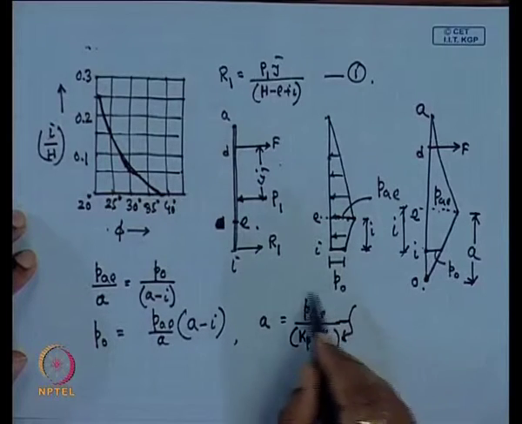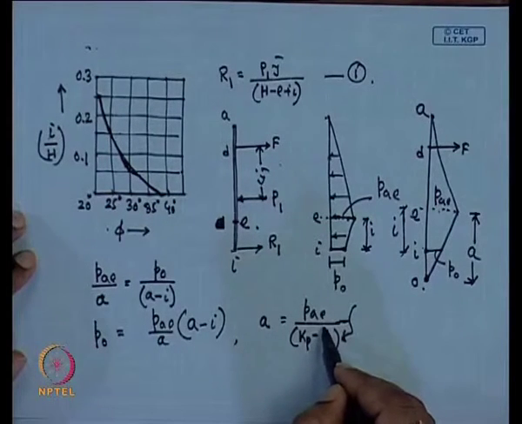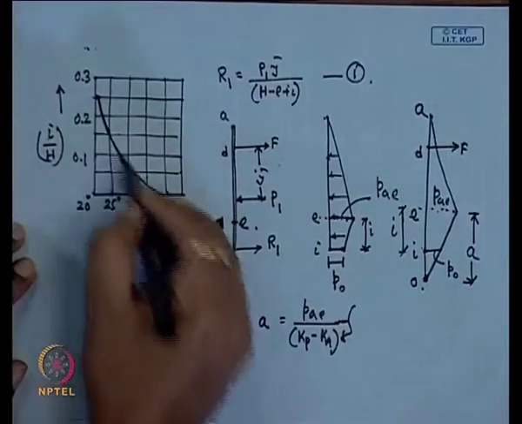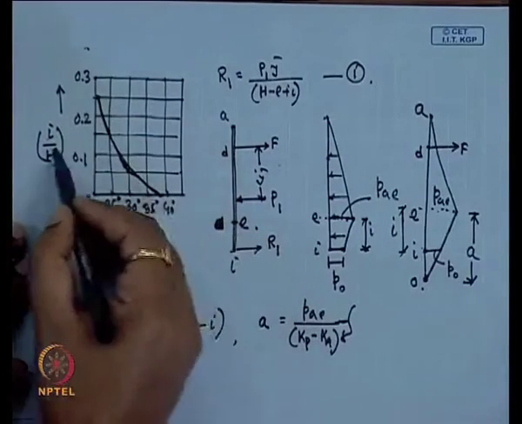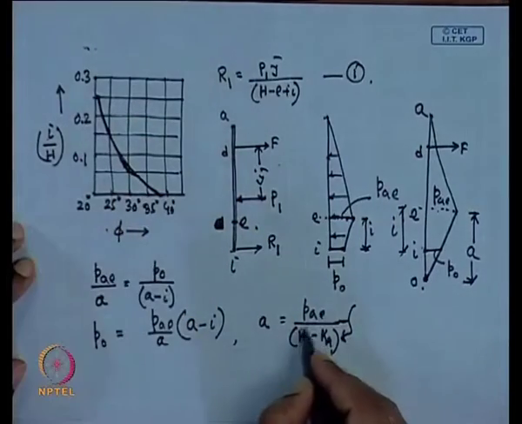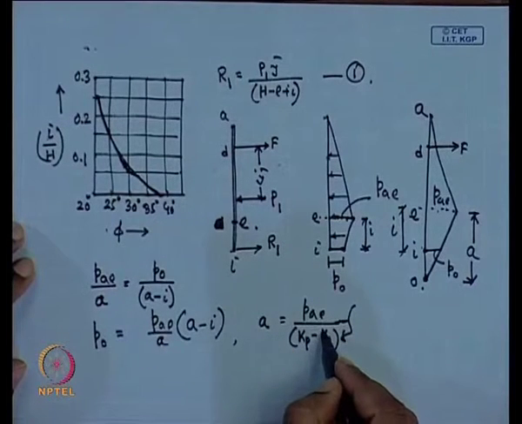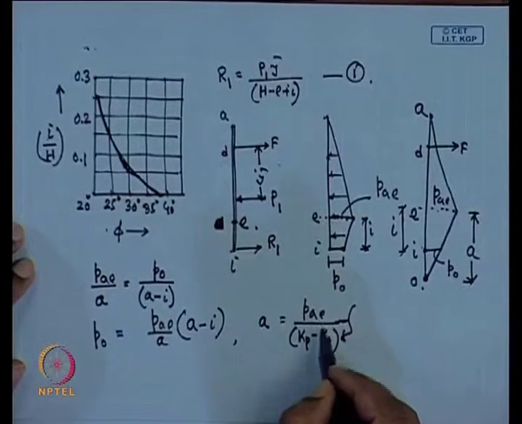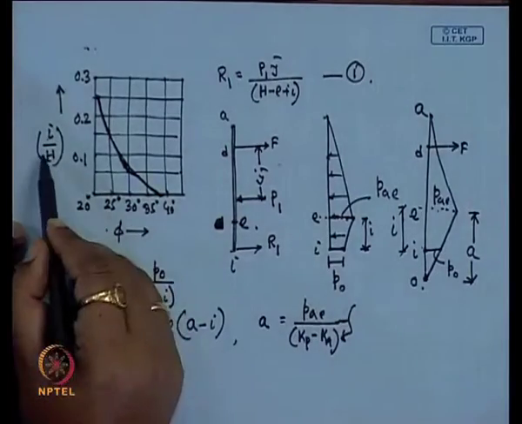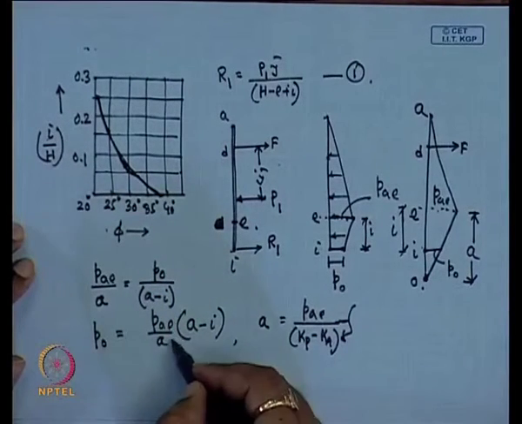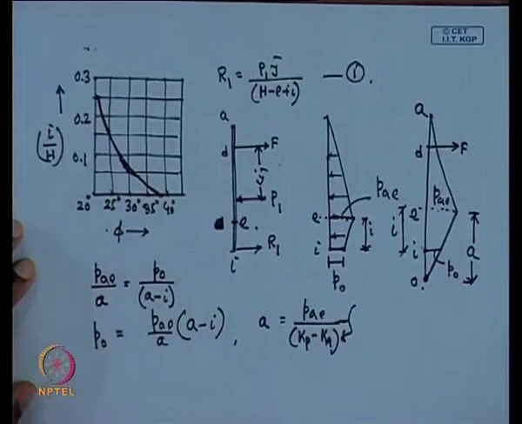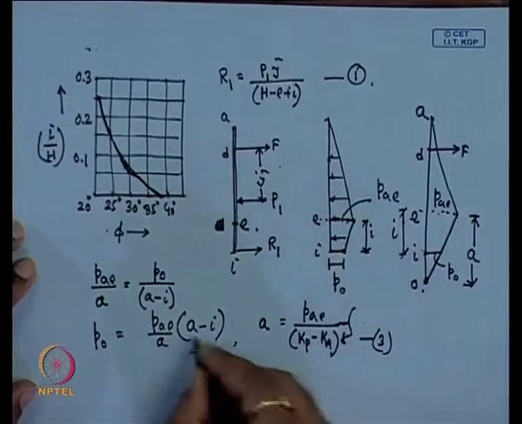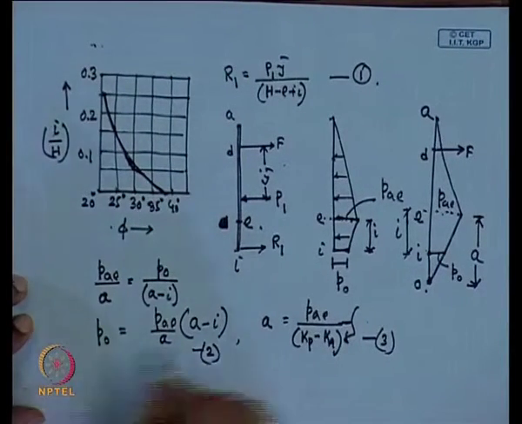So from this expression we can determine A. If I put this A and determine this value of I from this graph, we will determine the I from this graph, then determine the A value from this expression. In this expression all the quantities on the right side are known. So we will get this A value, we will get the I value from this graph, we will put these things in this expression and get the P 0 value. This is our expression 2, this is our expression 3. From expression 2 we will get the P 0 value.